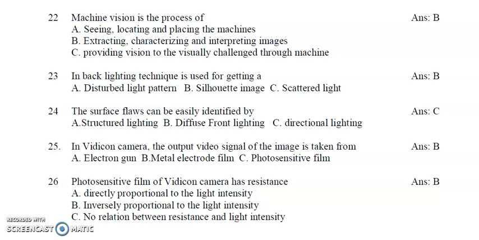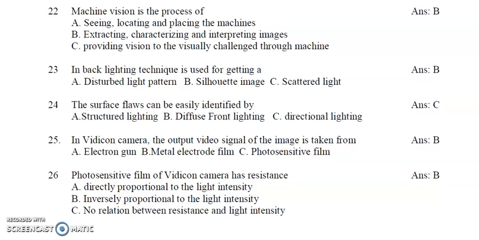bright light. When the bright light falls on the photosensitive film, the resistance is going to reduce. By that more charges can be accumulated, and when it is scanned by the electron gun, the amplitude of the voltage produced is going to be high. So the correct answer is that the resistance is inversely proportional to the light intensity. Answer B is correct.